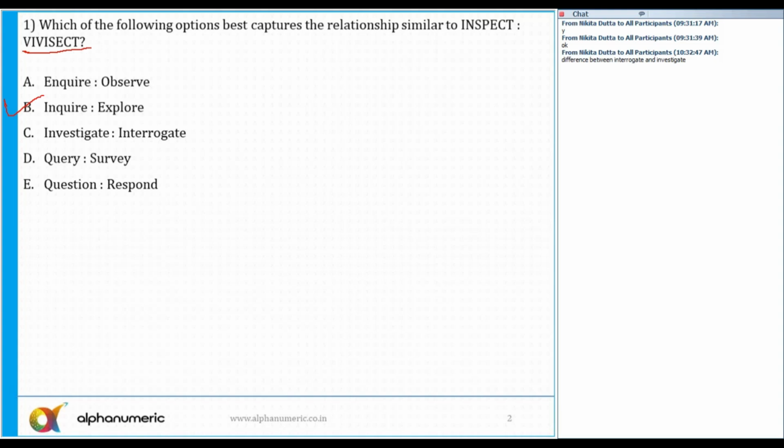Interrogate is when you ask somebody to answer some questions, Nikita. That is interrogation. Investigate is when you try to find out the truth. It's not necessary that when you investigate, you have to question someone. For example, if there has been a bomb blast, what will you do? You will investigate. You will go to the site and look for forensic evidence. You are not necessarily questioning somebody. So answer for question number one is B. If you have any doubt, please stop me.